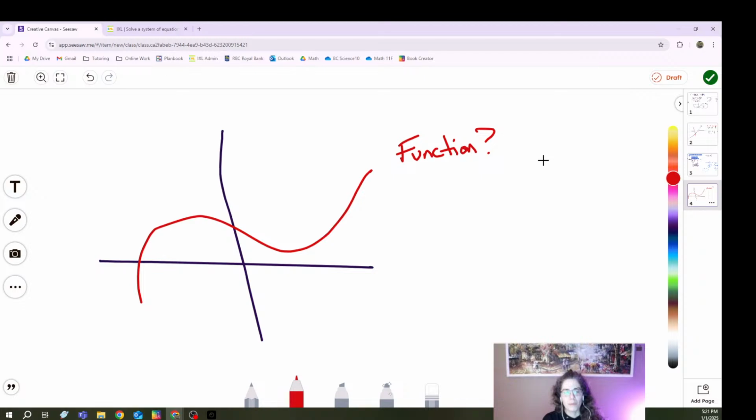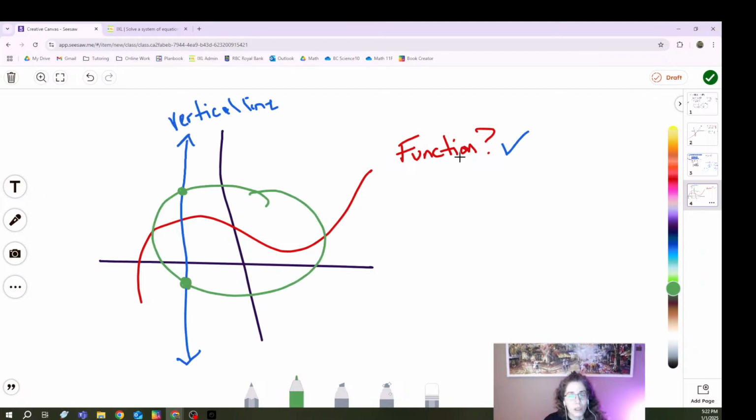But what happens if it passes through here and here on that vertical line? No, we don't want it to pass through 2. Like the red line only passed through 1, so that was good. That was a function. But as a circle, it's going to fail on the vertical line test, so that's not a function. No, that's the way we want to go.